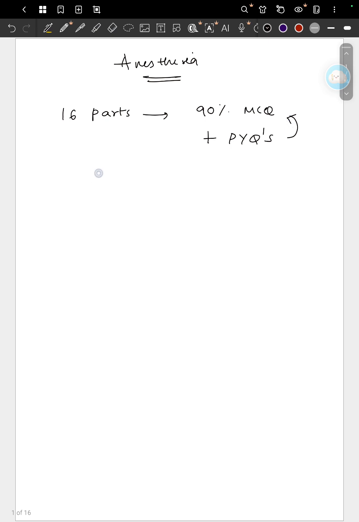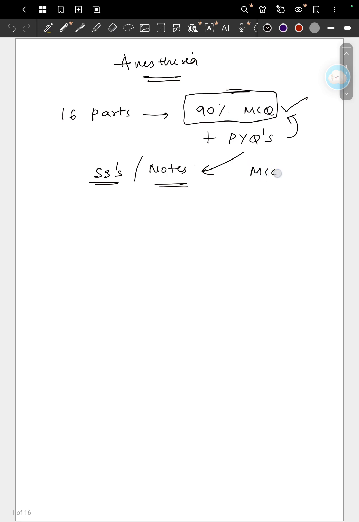So please make screenshots or notes from these videos and add PYQs, and then you will be able to answer 90% of the MCQs. If you're not able to answer 90% of MCQs, it means you should practice more MCQs. For content wise, these videos are definitely sufficient. So without delaying any further, let's begin with anesthesia.